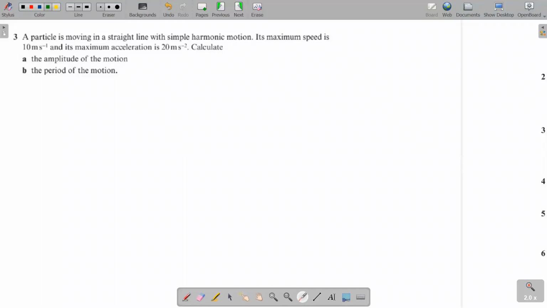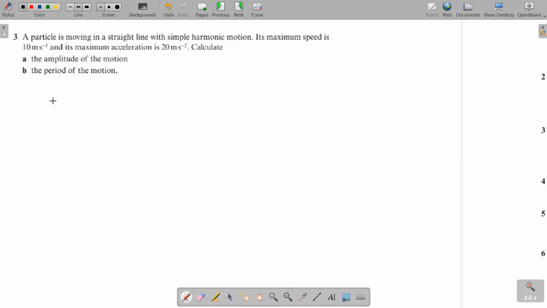Okay, so moving on to question number 3. A particle P is moving in a straight line with simple harmonic motion. Its maximum speed is 10 meters per second and its maximum acceleration is 20 meters per second squared. Calculate the amplitude of the motion and the period of the motion. How do you do this?